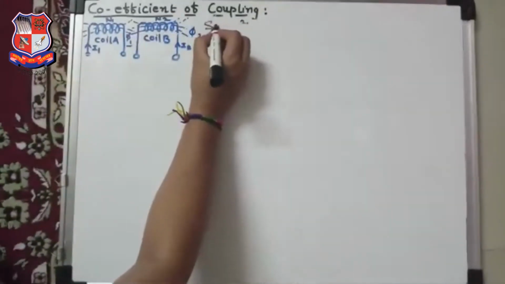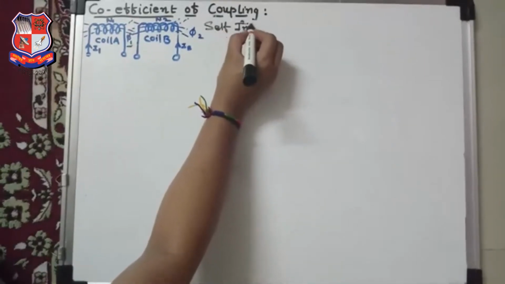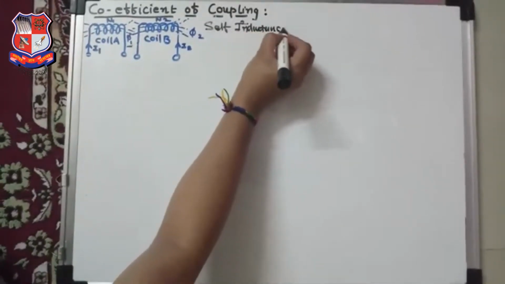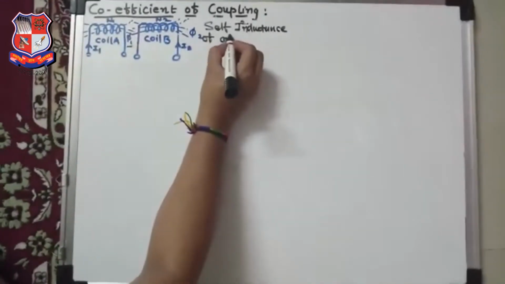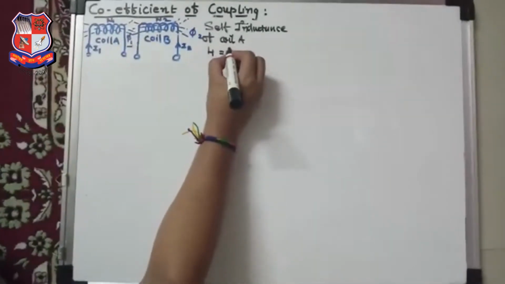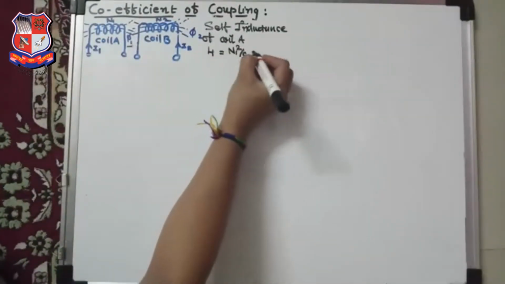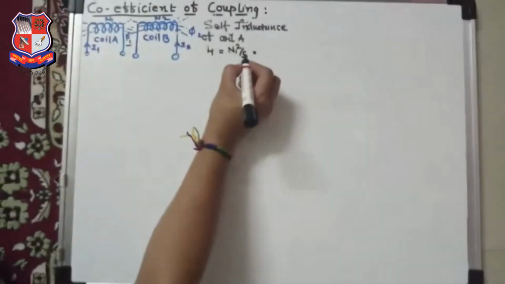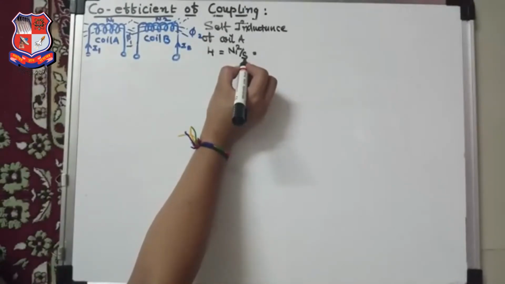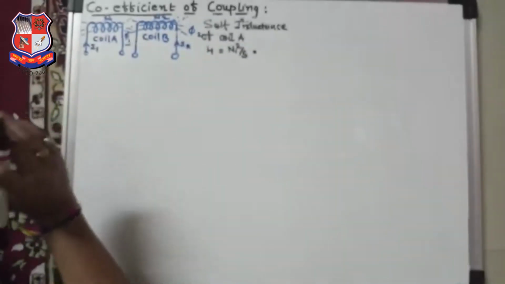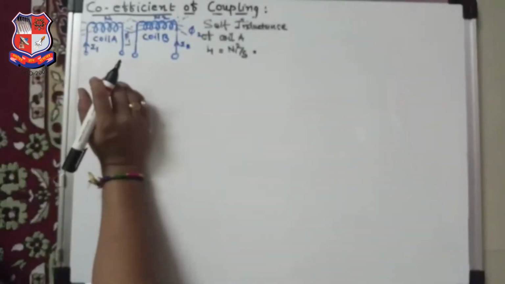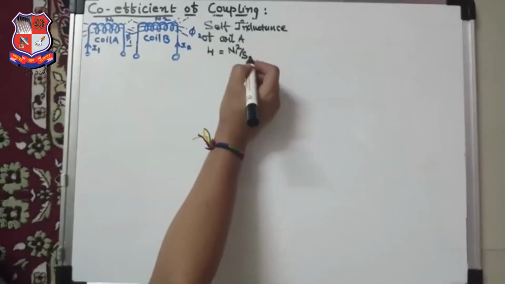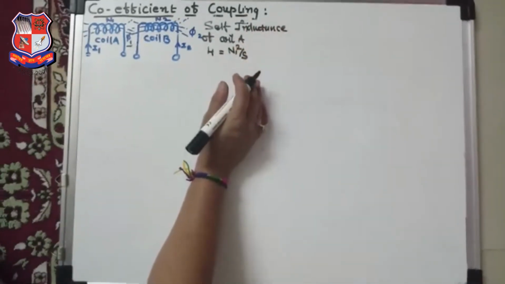The self inductance of coil A is given by L1 equals N1 square divided by S. Here N1 is the number of turns of coil A and S is the reluctance. Now what is the reluctance? In any magnetic circuit, the property of a magnetic material to oppose the establishment of a flux is known as the reluctance, the same as the resistance in an electrical circuit.